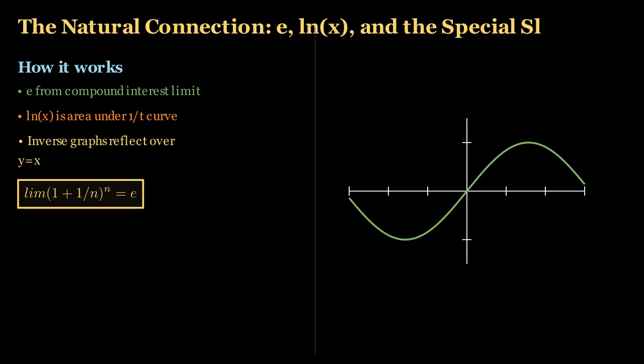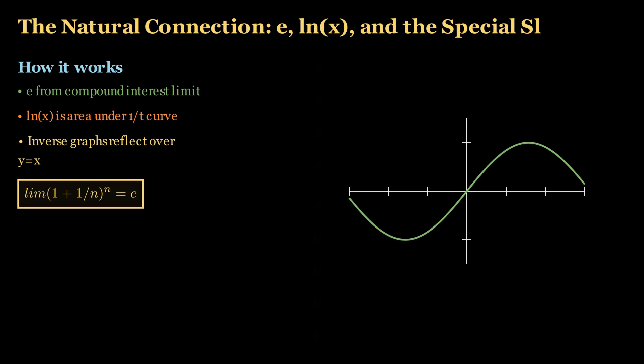A bacteria colony starts with 1,000 cells and grows continuously at a rate of 20% per hour. The population after t hours is given by 1,000 times e to the 0.2 t. We want to know when the population triples to 3,000 cells. Set up the equation 1,000 e to the 0.2 t equals 3,000. Divide both sides by 1,000 to get e to the 0.2 t equals 3.